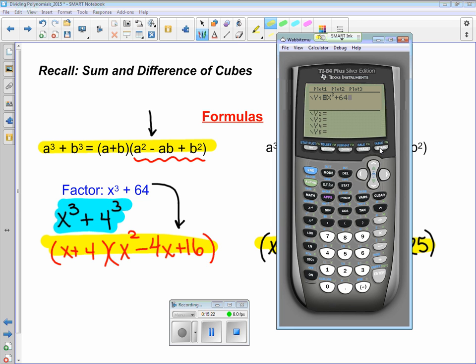What does the end behavior of this look like? Do we remember? Are they opposite directions? Are they both up, both down? Do we remember any of this? The degree is odd, so we know that the ends go in different directions. The leading coefficient's positive, so I know that the left is down and the right is up. As x goes to negative infinity, y goes to negative infinity.